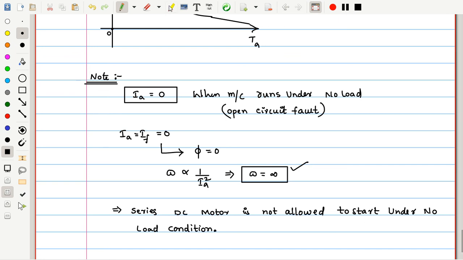So let me write this instead. The series DC motor is not allowed to run under no load condition. Instead of start, let me say to run under no load condition. So never run the DC series motor under no load condition. This is one of the very, very important points. In many competitive exams, people will touch this point, and they'll give many ways, but this is the ultimate summary: we should not start the DC series motor under no load condition.